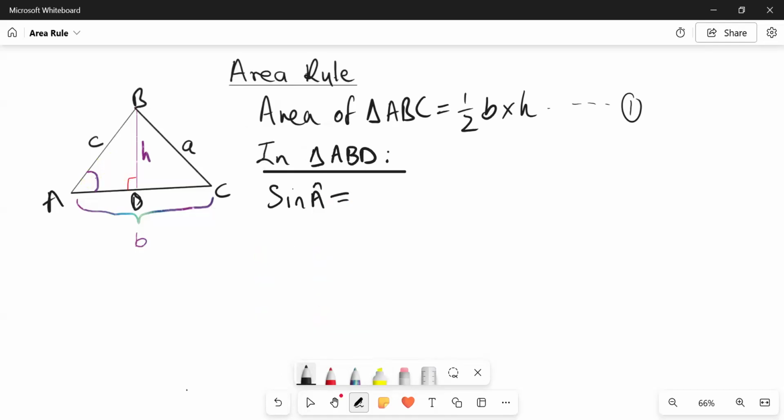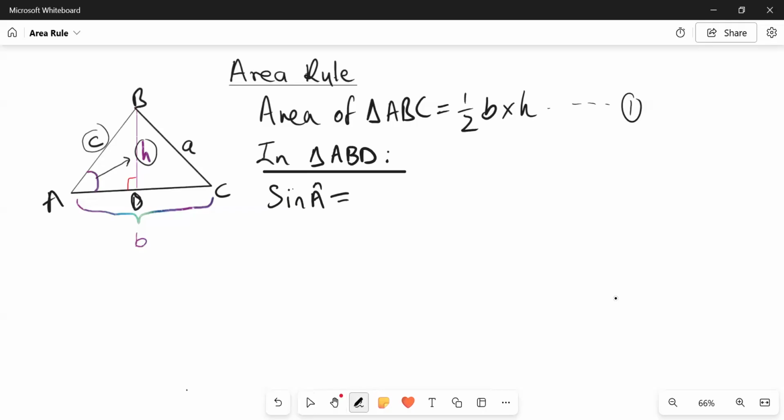So the angle opposite to H makes this H our opposite. And this is the longest side, also the side opposite our 90-degree angle, so it becomes our hypotenuse. So H is your opposite, and that is your hypotenuse. Remember now, sine theta is equal to opposite over hypotenuse. The same applies to sine A: opposite over hypotenuse.